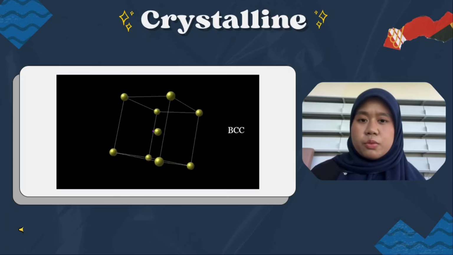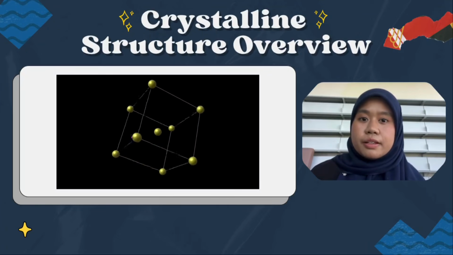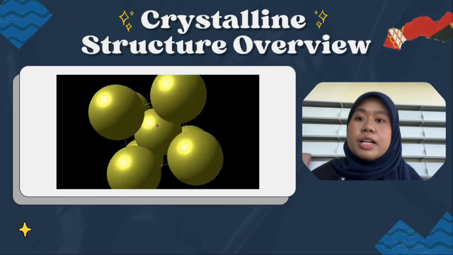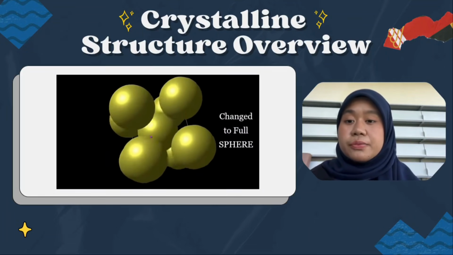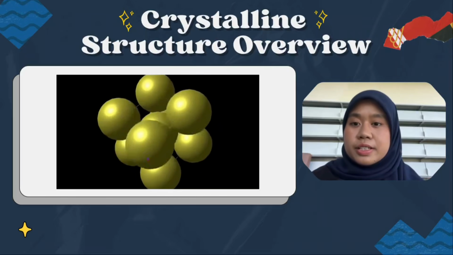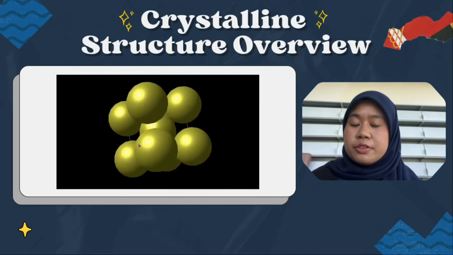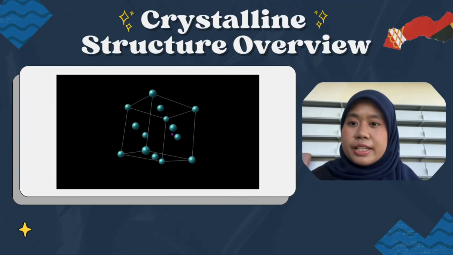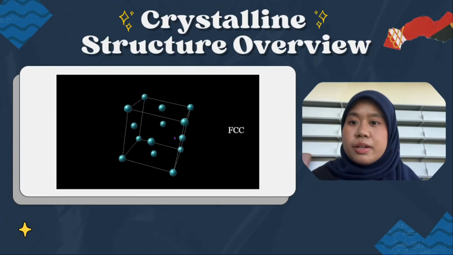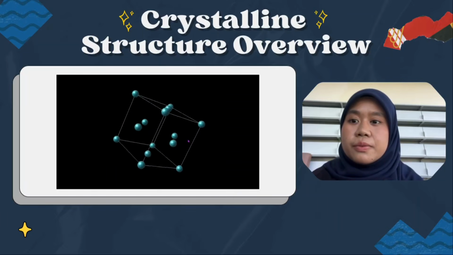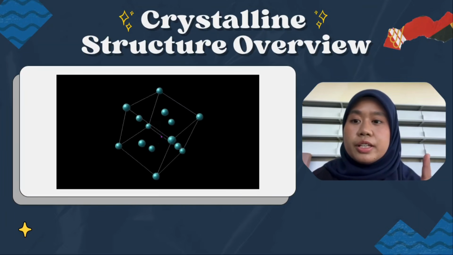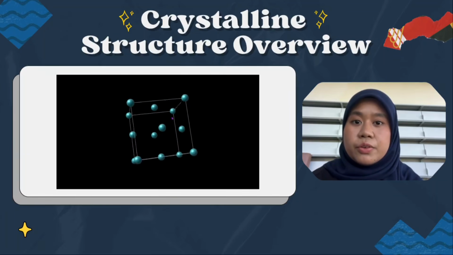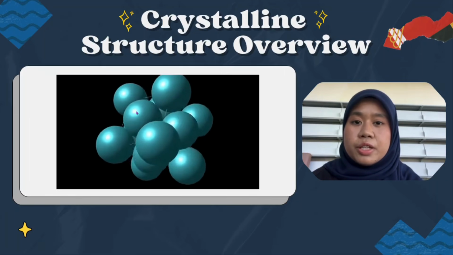So, have you ever wondered why some metals are easily bent and the others harder? The answer is, it depends on their crystal structure. Let's understand their crystal structure first. There are three common structures, that is, body center cubic, which is BCC, face center cubic, FCC, and hexagonal close packed, HCP. First, BCC have 8 corner atoms and 1 atom at the center. This structure makes material strong and hard, but less ductile. For example, iron, chromium, and tungsten.